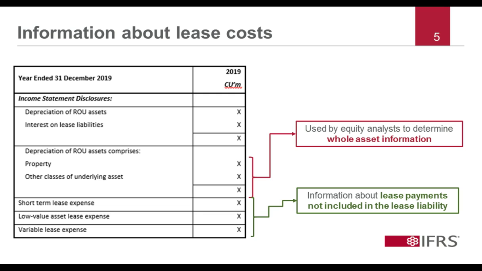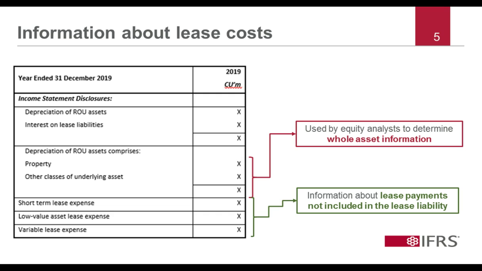So the final disclosure within the income statement section is expenses relating to short-term leases, leases of low-value assets and variable payments. These three items are all of the lease expenses that are recognised directly in the income statement. In other words, these are the costs that relate to leases that have never been included in the lease liability on the balance sheet. Now, this disclosure is here so that investors can get an understanding of the amount of leasing activity that is not recognised on the balance sheet.